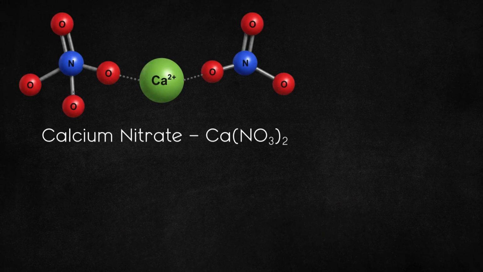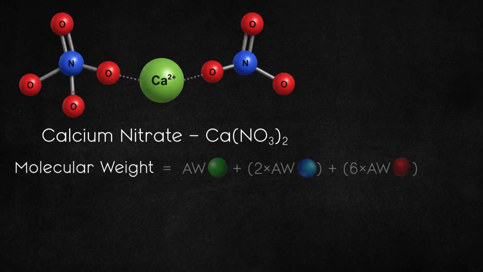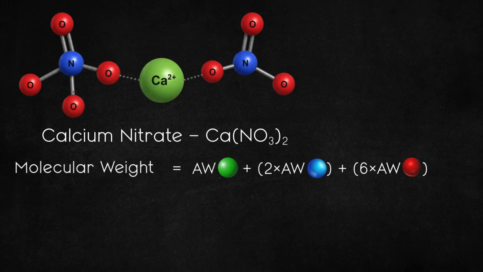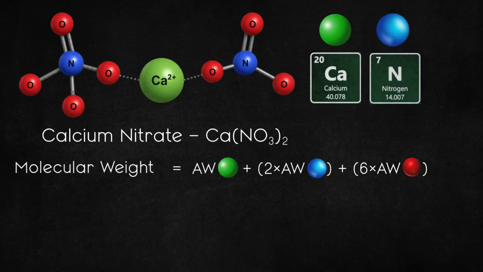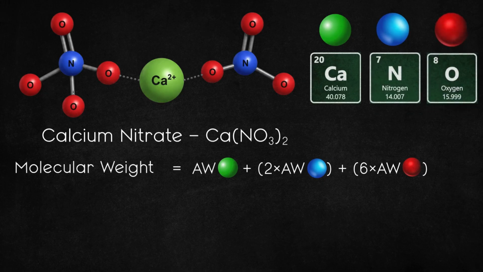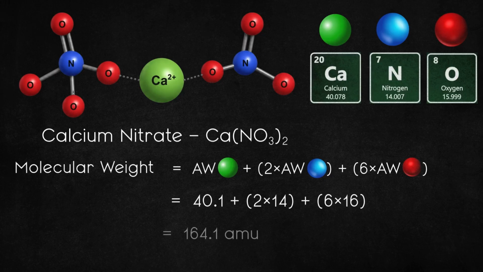Now, calcium nitrate contains 1 calcium, 2 nitrogen, and 2 times 3, or 6 oxygen. So the molecular weight is the atomic weight of calcium, plus 2 times the atomic weight of nitrogen, plus 6 times the atomic weight of oxygen. By referring to the periodic table, the atomic weights of calcium, nitrogen, and oxygen are as shown. Substitute those atomic weights into the expression. The molecular weight of a calcium nitrate molecule is about 164.1 atomic mass units.